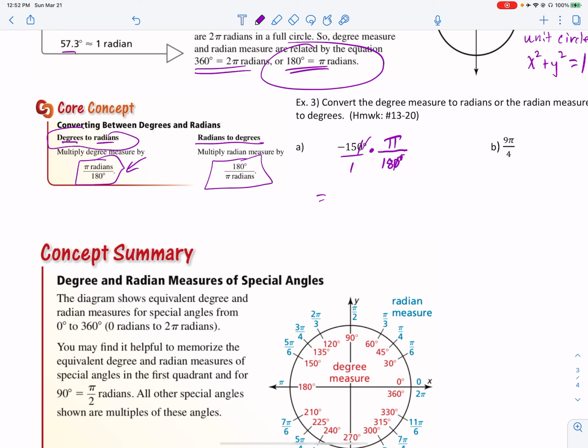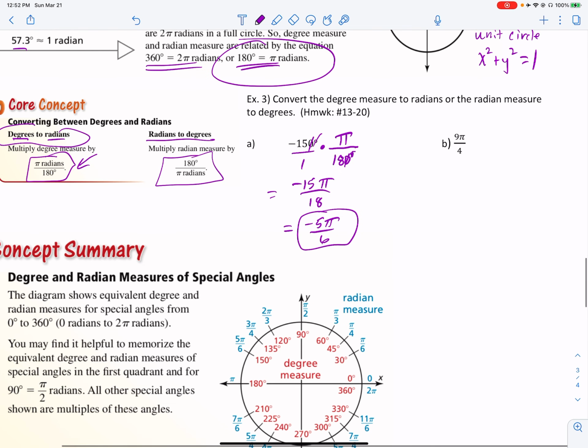And then I can reduce the 0. We want exact values, and so that gets a negative 15 pi over 18. And then we can reduce that because they're both divisible by 3, and we get a negative 5 pi over 6. And so that's your 150 degrees. I want to see the work on it, not just your final answer.